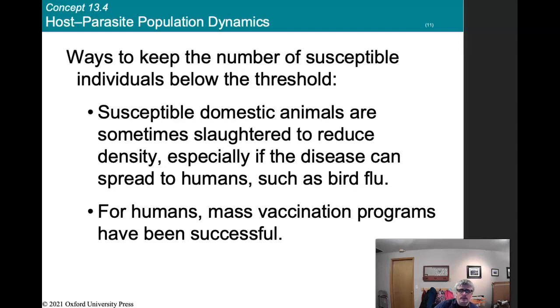Ways to keep the number of susceptible individuals below the threshold: susceptible domestic animals are sometimes slaughtered to reduce density, especially when the disease can spread to humans, such as the bird flu. So they just killed massive numbers of animals. For humans, mass vaccination programs have been successful.